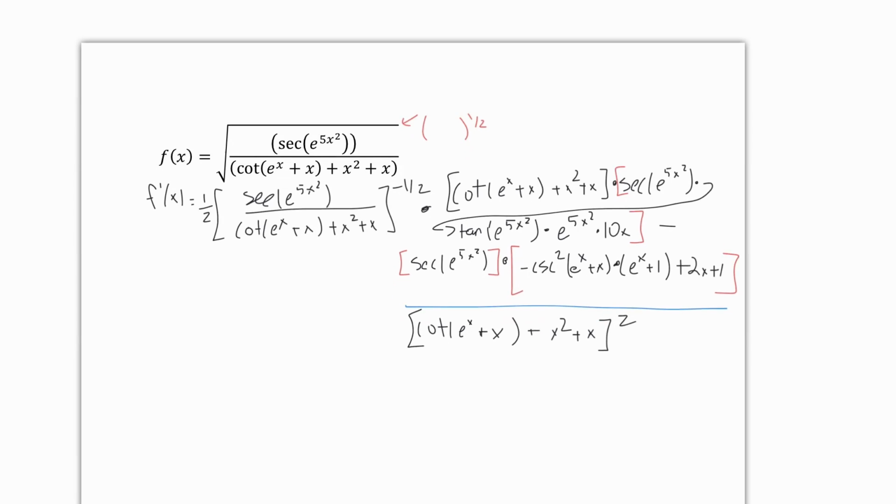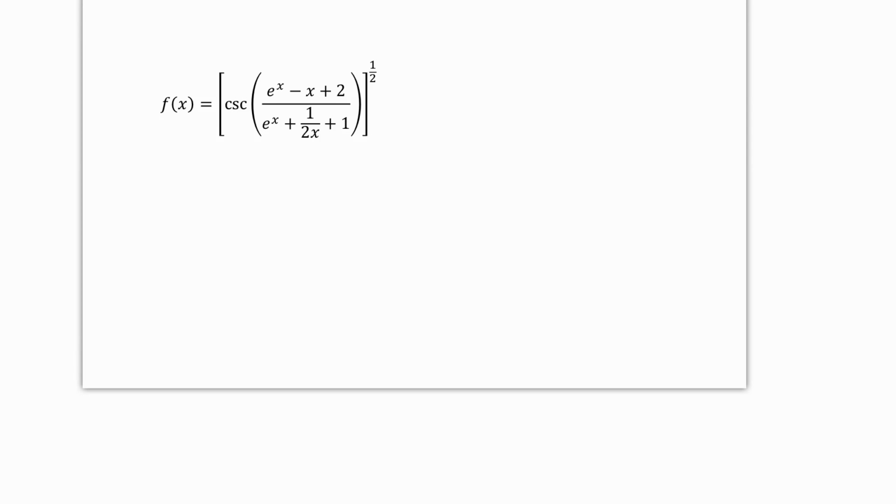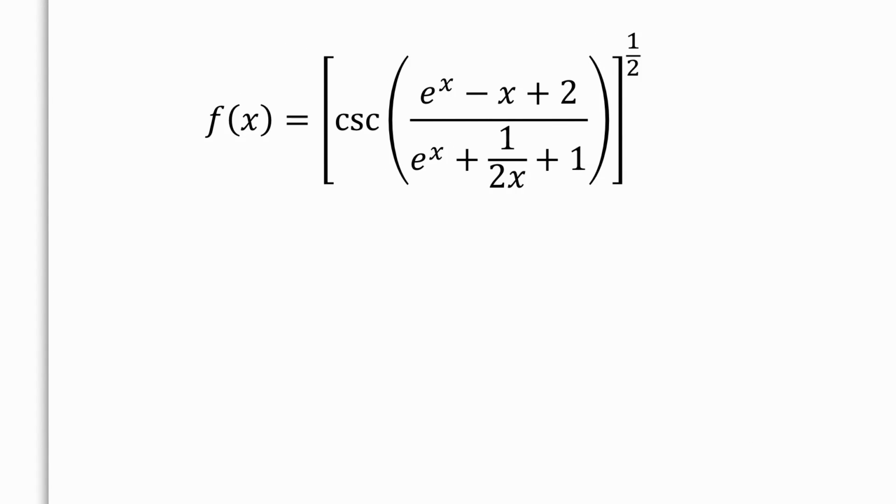Let's take a look at the final question. This one here is a doozy. Again, there's a power and then some chain rule going on, and inside it looks like we might have a quotient rule as well. So let's see what we get. We're going to do that power first.